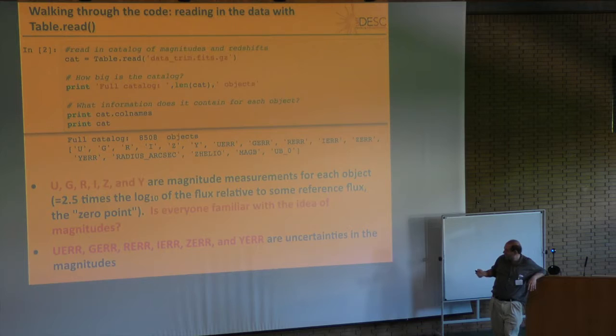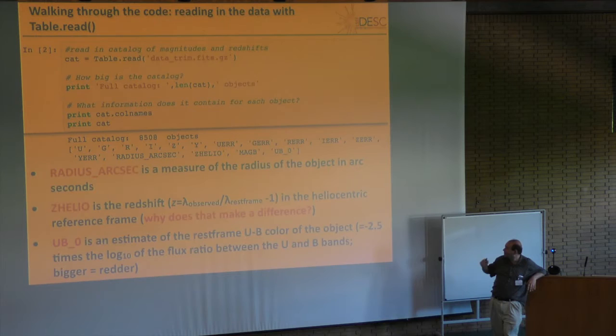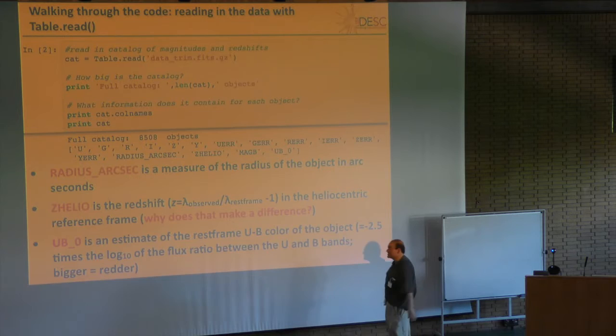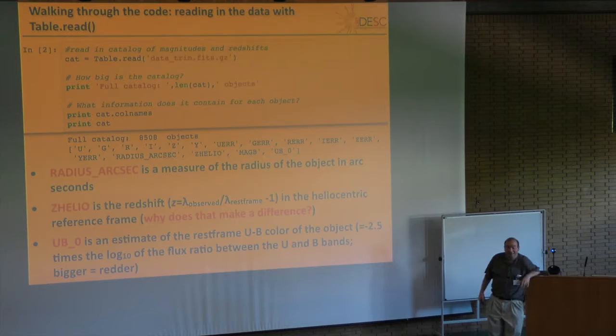So this is just a list of columns in that catalog. We have a radius measurement, so we can explore, does galaxy size make a difference? We have the redshift, which is labeled as Z helio, because it's the heliocentric redshift. It's the redshift measured from the rest frame of the sun. The reason we do that is the Earth's motion around the sun is fast enough, it actually can alter some results. So we remove that annual motion in reference to the sun. You could instead reference to the galactic center or to the center of mass of the local group.